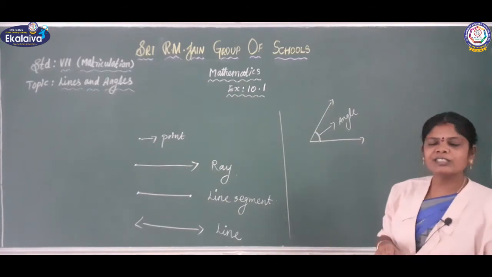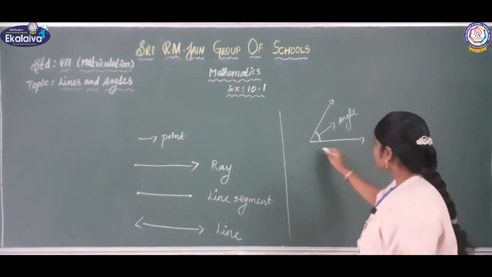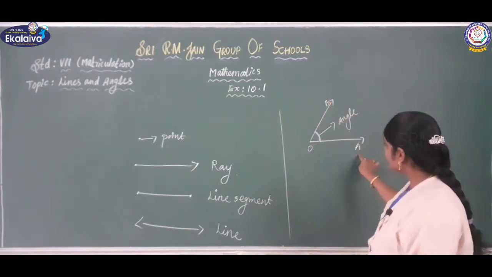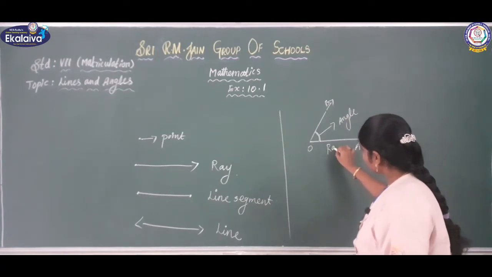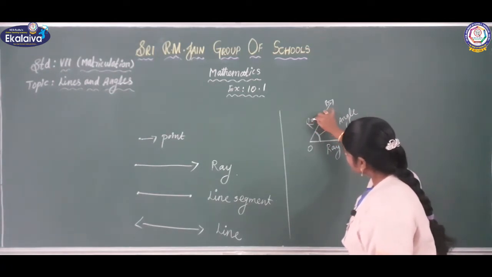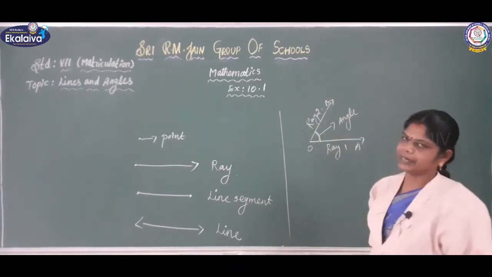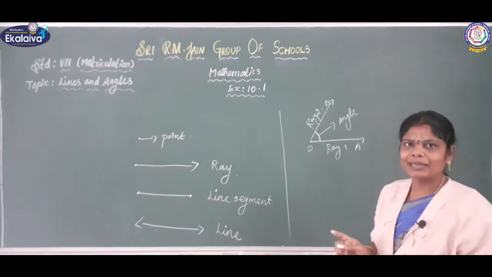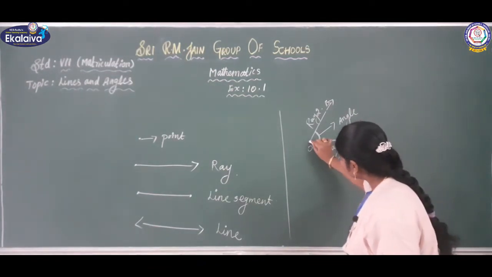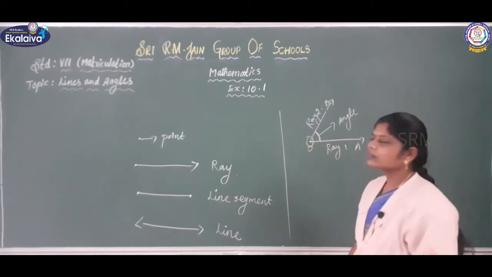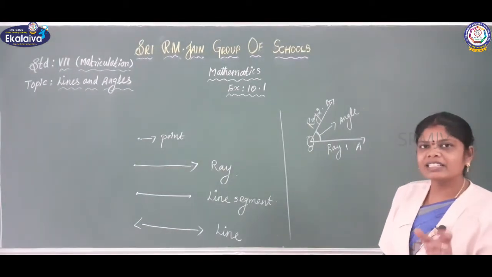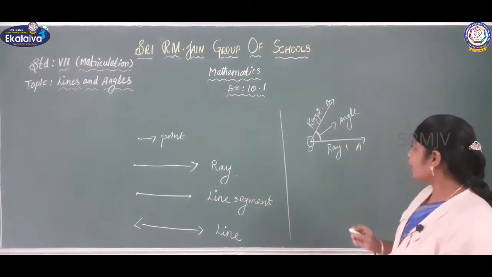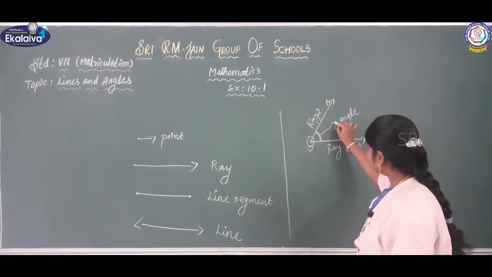An angle is formed when two rays, I am naming them OA, OB. OA is a ray and OB is a ray. So this is ray 1 and this is ray 2. An angle is formed when two rays or two line segments meet at a common vertex, a common point. This is called an angle.